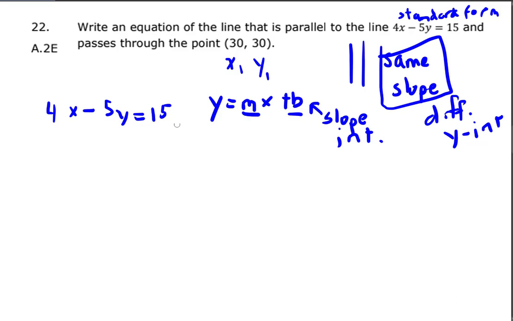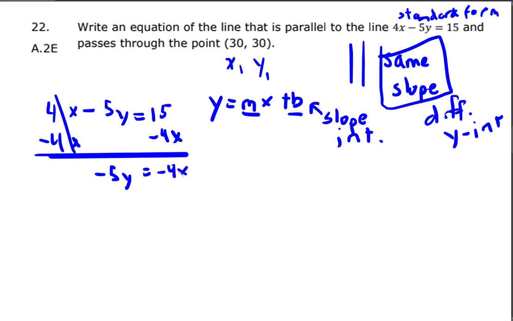So I have 4x minus 5y is equal to 15. I'm going to take that 4x and move it to the other side because I'm trying to get y alone. Over here you can see in the form y is alone. So these cancel out now, and I get negative 5y, be careful with that negative, is equal to negative 4x plus 15. Next step is to divide everything by negative 5.